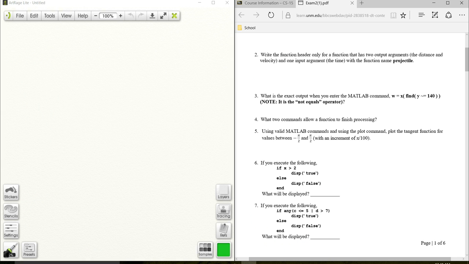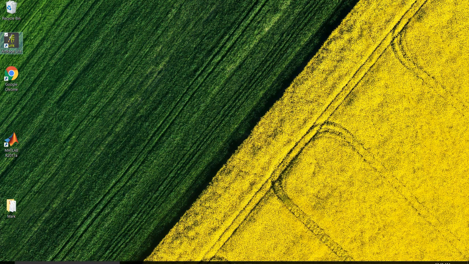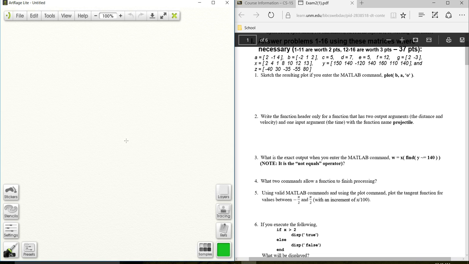So problem number 6: if x is greater than 2, display true, else display false. And let's see what the value of x is equal to. And what we need to remember here is that for every value in x, it must meet this criteria down here. And so for the first value, is 2 greater than 2?